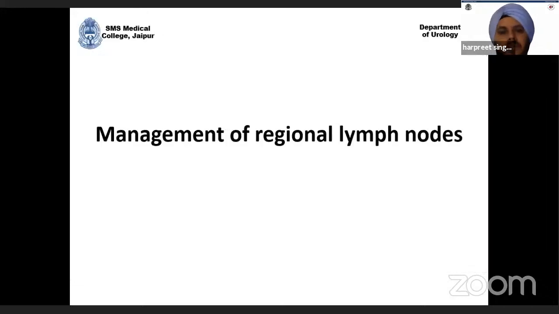Now comes the management of the regional lymph nodes. The development of lymph node metastasis in carcinoma of the penis follows the same route as the anatomical drainage of the lymph nodes. That means the inguinal lymph nodes are involved first, followed by the pelvic lymph nodes. The first lymph nodes involved are the superficial medial group, followed by the central group of lymph nodes. Lymph node metastasis from the pelvis to the retroperitoneal lymph nodes is considered to be a systemic disease.